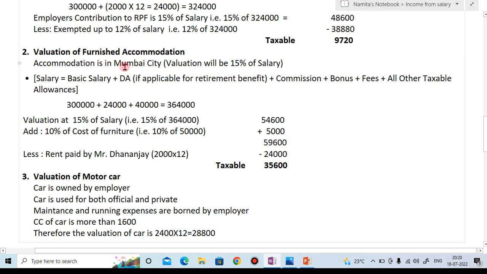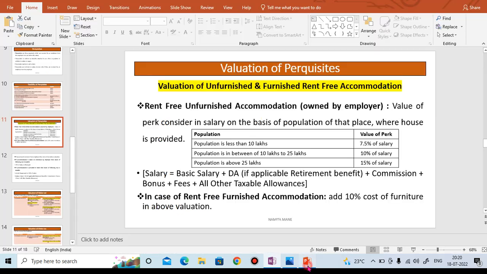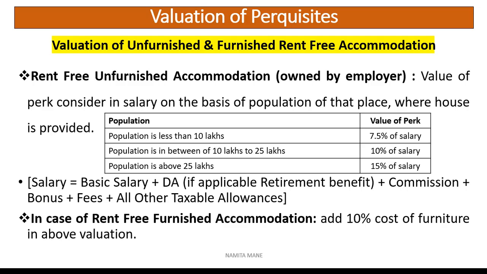Now for the valuation of furnished accommodation, or whether it is unfurnished accommodation, we have to consider the population. Okay, the valuation of this accommodation will be based on the population of that city. On the basis of the population of the city, the salary will be considered. Now the accommodation is in Mumbai city. So obviously in Mumbai city the population is about 25 lakhs.